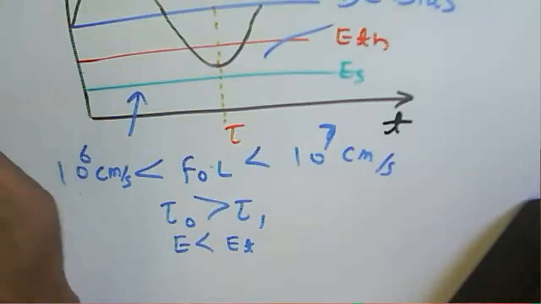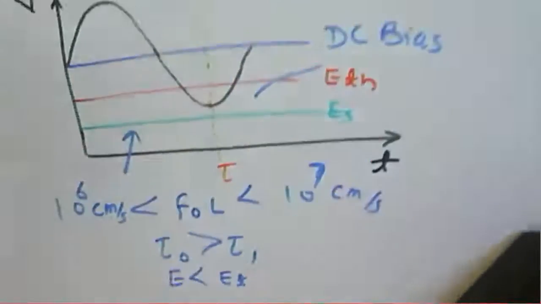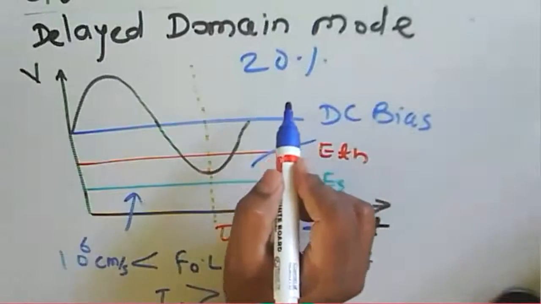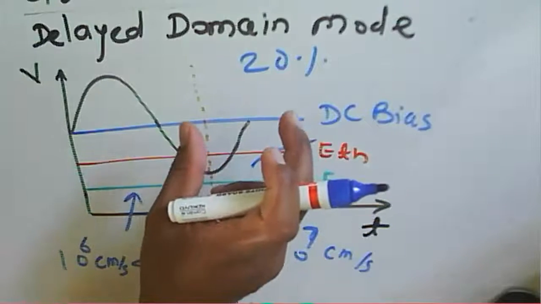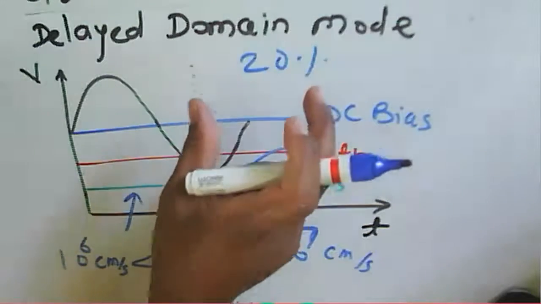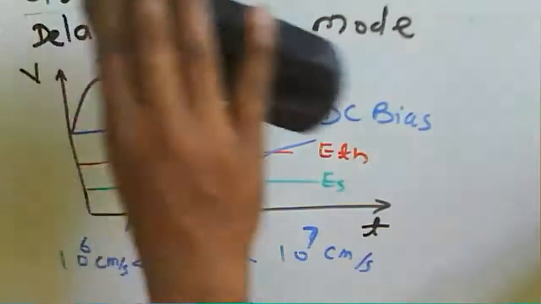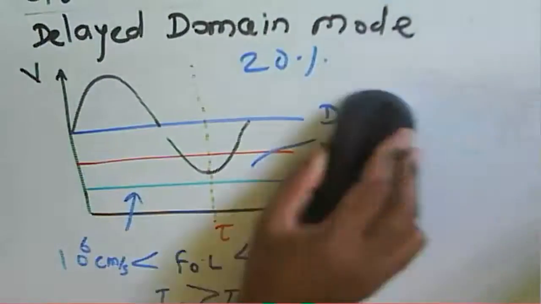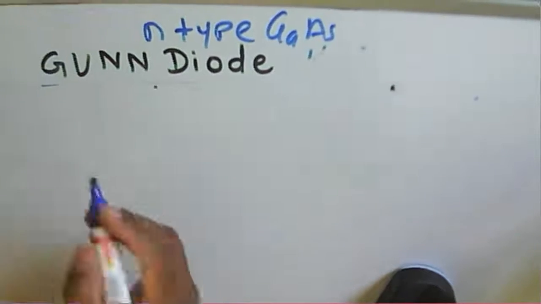And here the efficiency of the diode in this mode is about 20%. In the delayed domain mode, the efficiency is about 20%. Generally this delayed domain mode is also called the inhibit mode. Next, we see another mode that is called the quenched domain mode.